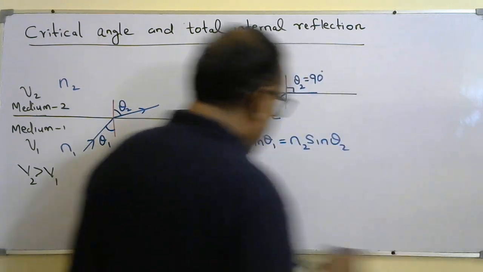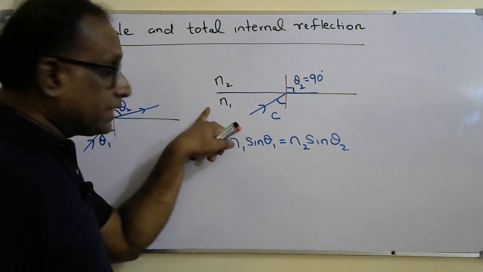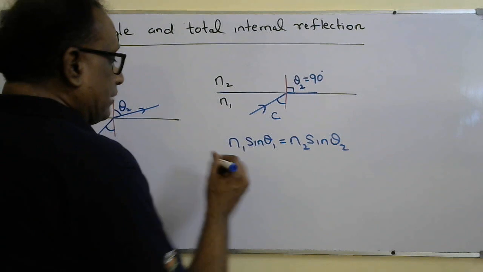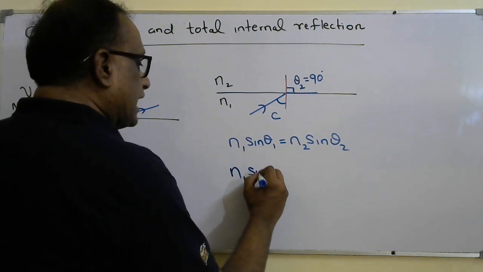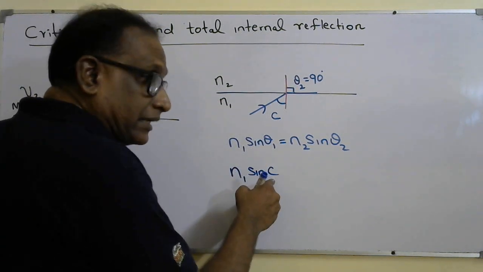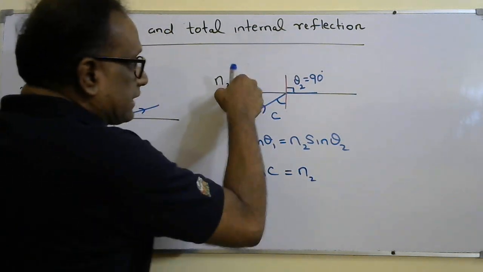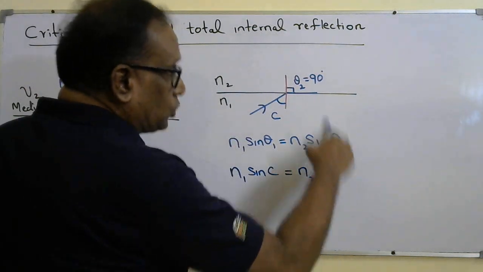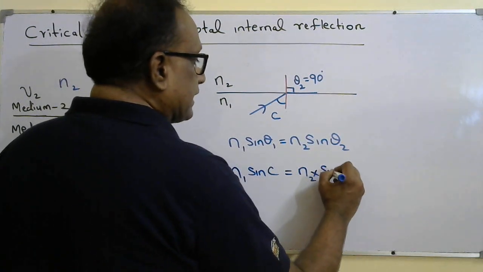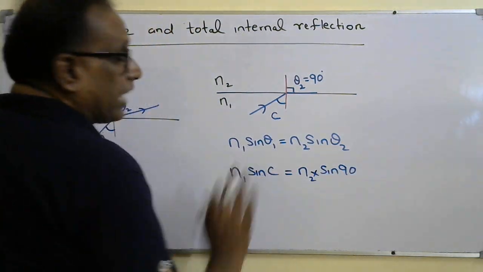So n1 is the first medium, the optically more denser medium, n1 sin c. Now theta 1 has become the critical angle, sin c, n2, the second medium, sin theta 2 is 90. So into sin 90. Nothing new. So you can find the critical angle.